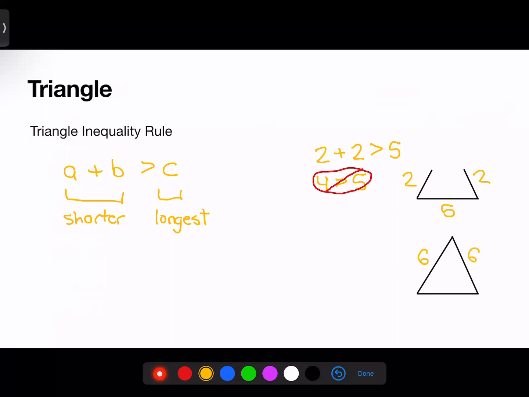6, 6, and 5, on the other hand, will work. They are long enough to connect to a triangle. Take the two shorter sides, 6 and 5, and put the longest side, 6, on the other. 6 plus 5 is 11, and 11 is greater than 6. This must be a triangle. This rule can help us create triangles despite not having immediate access to a tape measure or a ruler on the exam.